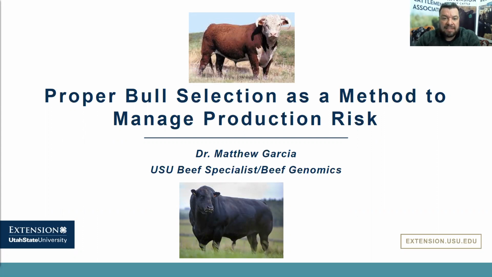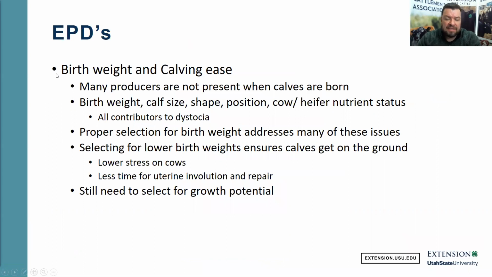Last time we talked a little bit about EPDs and gave a little background on EPDs. So what I wanted to do in this module was talk about some EPDs that might be looked at for the Intermountain West, some things you might want to look at. The first one is birth weight and calving ease. The reason I say birth weight and calving ease is the plain fact of the matter is there are a lot of times in the Intermountain West, being that we operate on such a large amount of land mass, that we're not present when those calves are born. So we need those cows to essentially do their job without us being there.